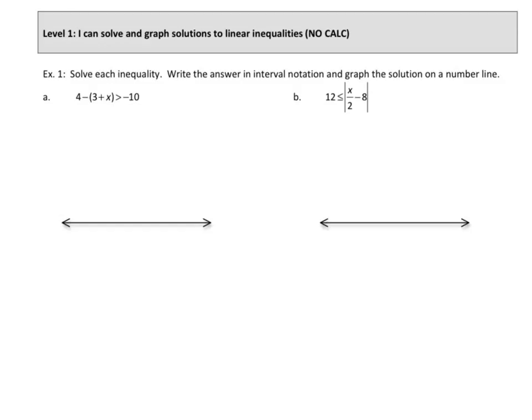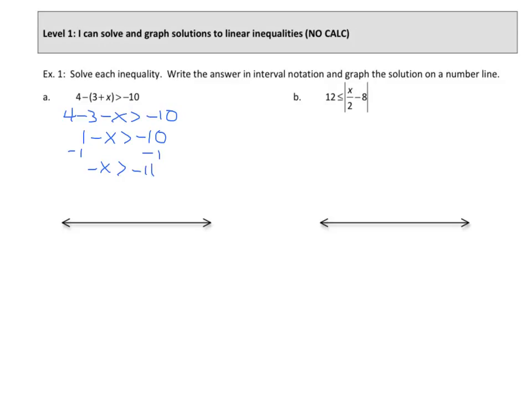Level 1 is a review of graphing linear and absolute value inequalities. When we graph a linear inequality, we first solve it as we would an equation. So for this first example, I distribute that negative and I get 4 minus 3 minus x is greater than negative 10. Combine like terms on the left side, and 4 minus 3 is 1 minus x is greater than negative 10.